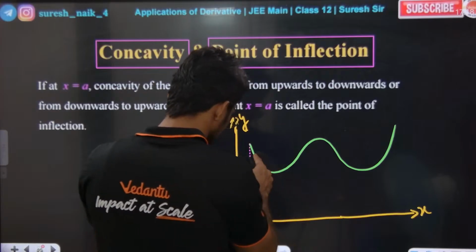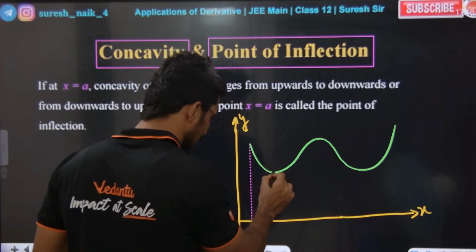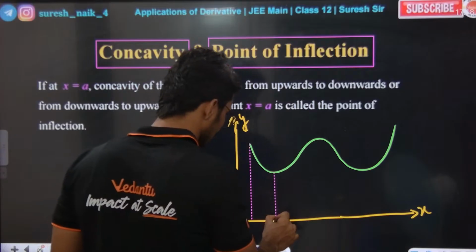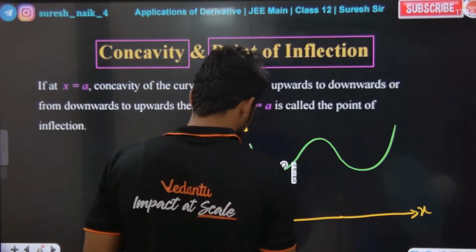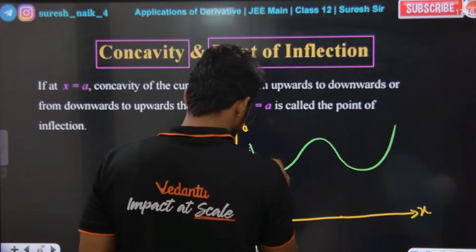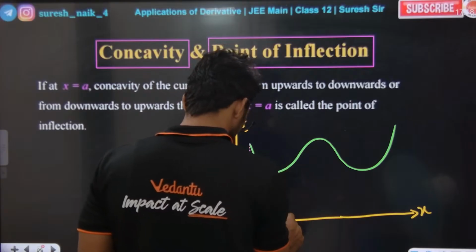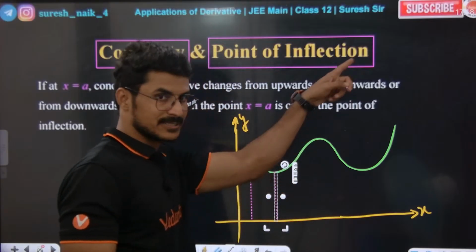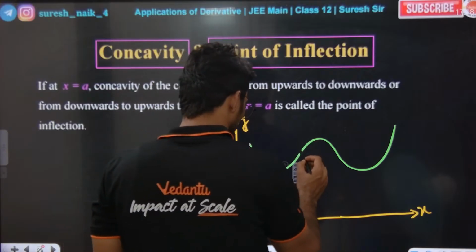See, the graph is decreasing, and at this point the graph is going upward. Are you getting the point? Yes or no? The graph is coming downward, then this is the point where the graph is again increasing. Going up, going up.